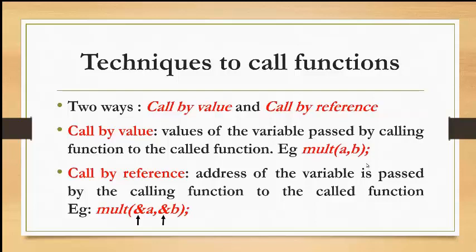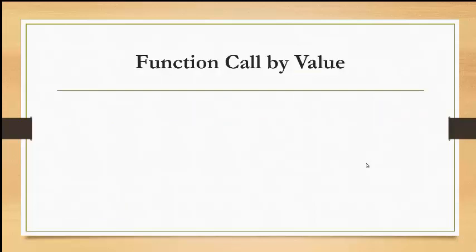So I repeat, in call by value, we simply pass the value of the variable directly from the calling function to the called function. In call by reference, we pass the address of the variable from the calling function to the called function. If you are still not clear about the difference between the calling function and the called function, please refer to my previous videos. So I'm directly moving to the simple example for function call by value.